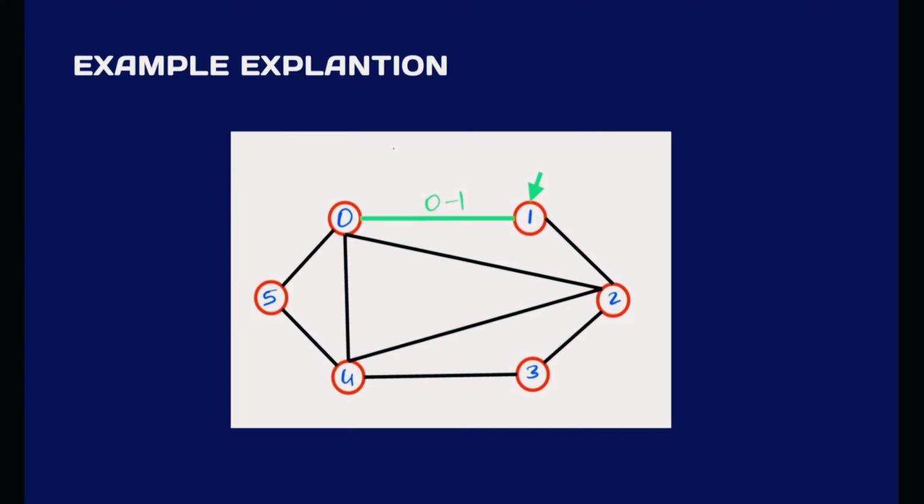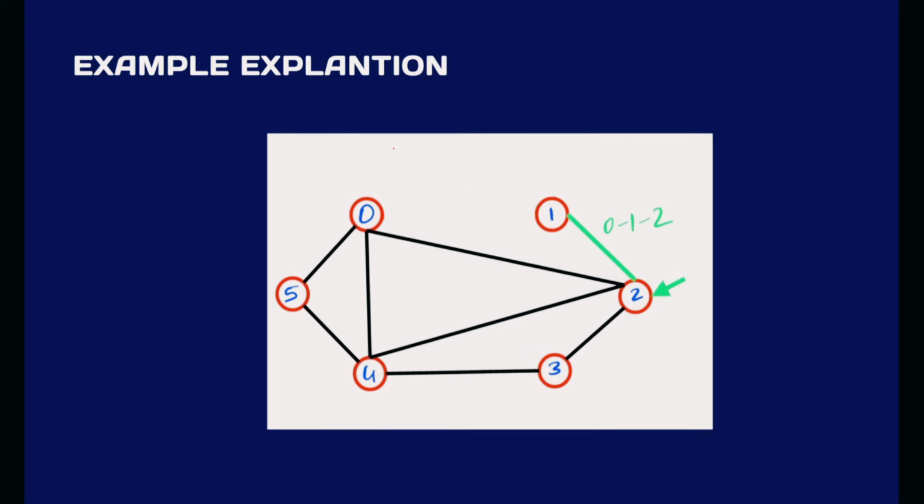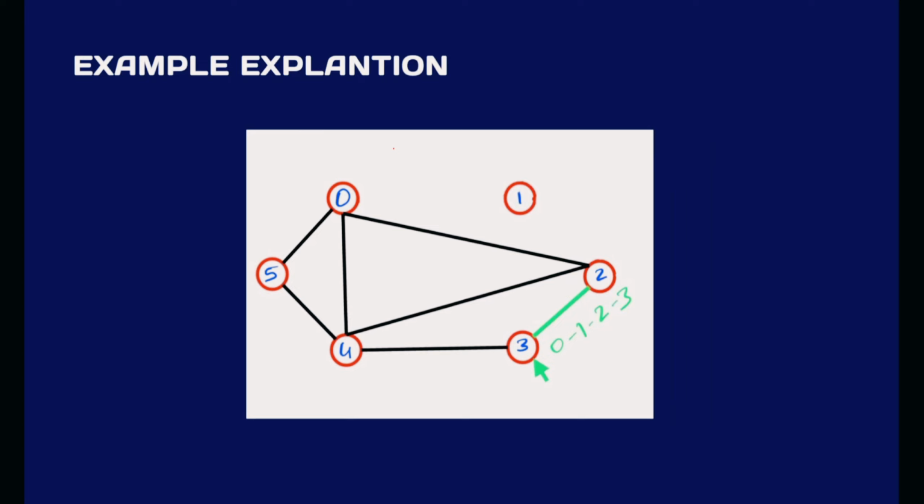From 1, I can go to 2 because there is only one edge. Before going to 2, remove the edge between 0 and 1. Now the path becomes 0, 1, 2. From 2, I can go to 0 or 4 or 3. Now I'm going to 3, and I'll remove the edge between 1 and 2. So the path becomes 0, 1, 2, 3.